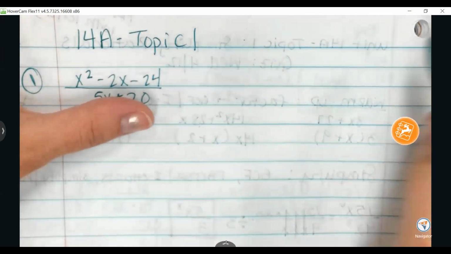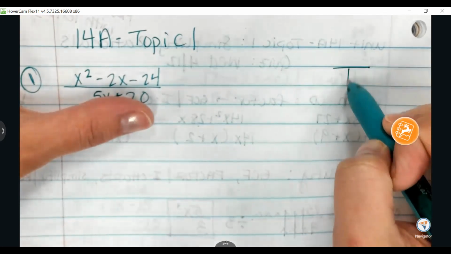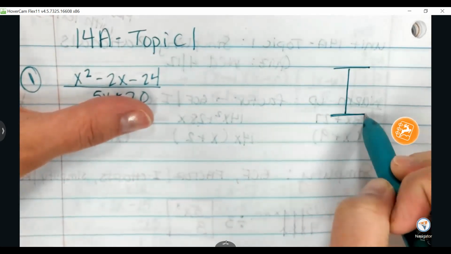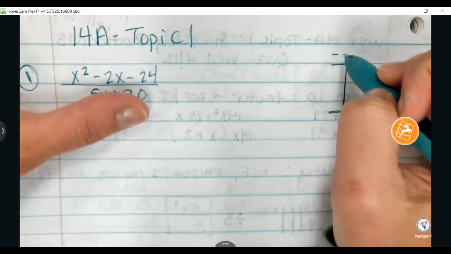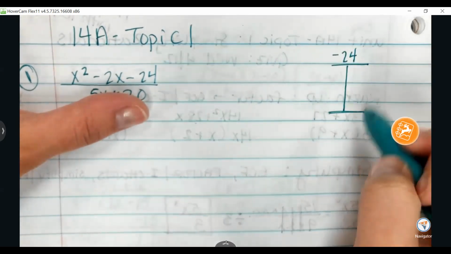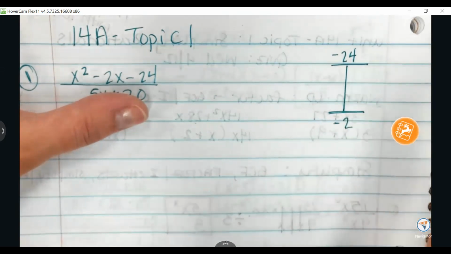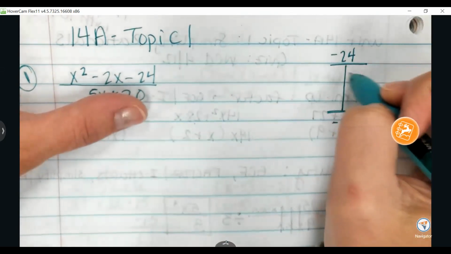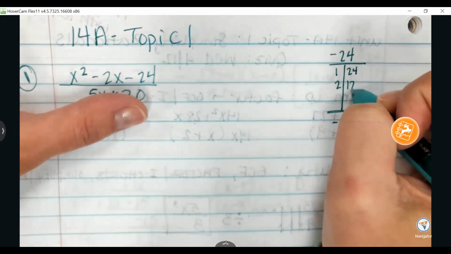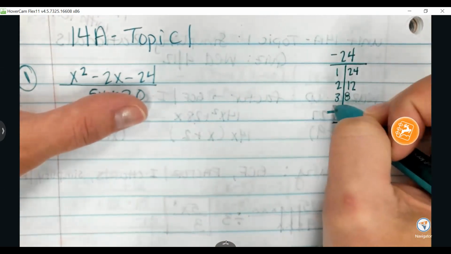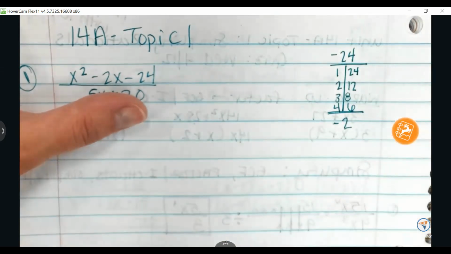I'm going to do mine over here on the far side. So I'm going to make an eye chart. You can do it wherever your little heart desires. What number goes at the top? -24. And what goes at the bottom? -2. So to get 24, I have 1 and 24, 2 and 12, 3 and 8, 4 and 6.